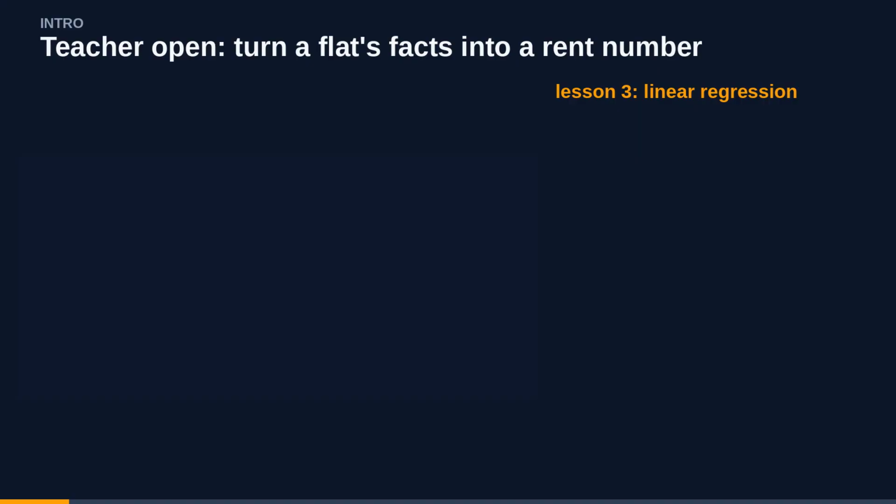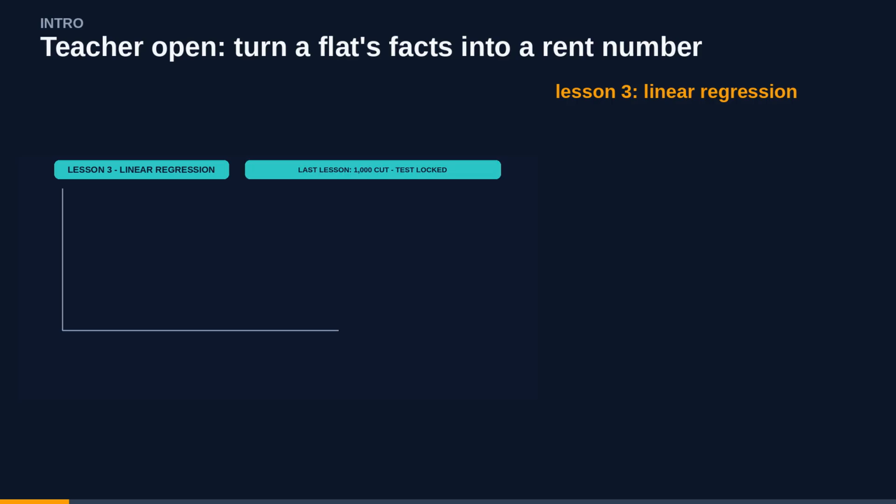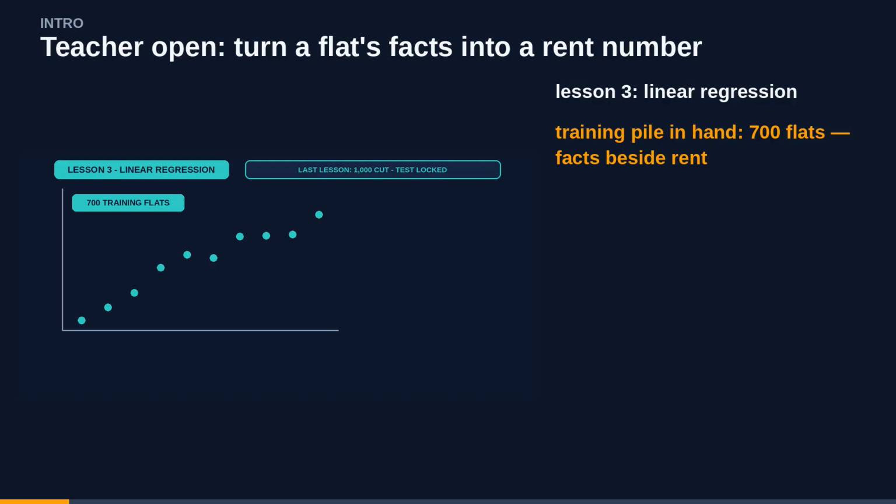Today, let's learn linear regression, the first real model of this course, and the moment our flat rent story finally makes a prediction. Last lesson, the cut was made. 1,000 rented flats split into piles, the test drawer locked. So the training pile is in your hand, 700 flats, each row of flat's facts beside the rent it fetched.